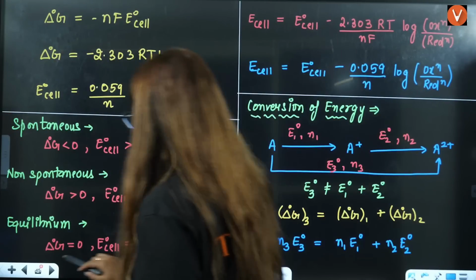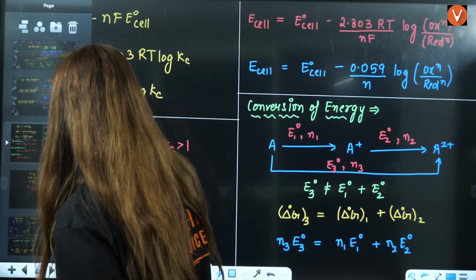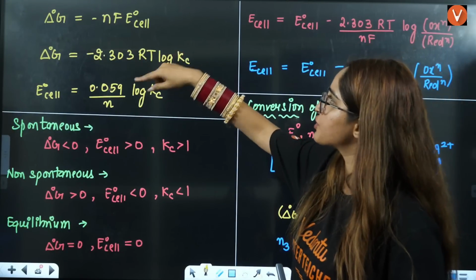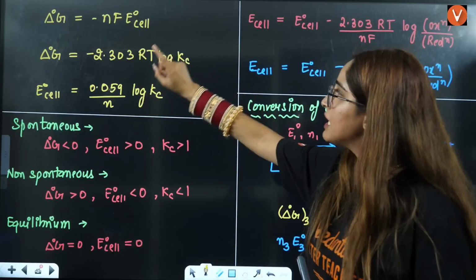Now, last are our formulas for electrochemistry, right? So that is delta G is equal to minus nF E0 cell, right?